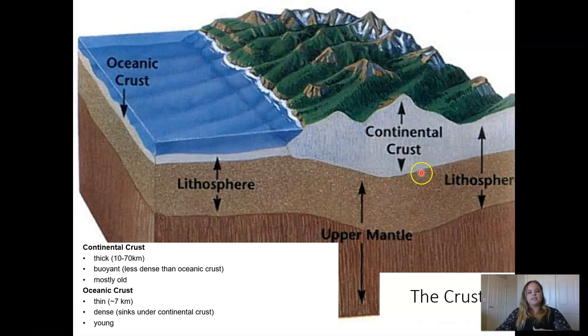The continental crust is much more buoyant, and it is less dense than the oceanic crust. So the oceanic crust sinks below the continental crust when they interact. We'll talk more to that a little bit. But just make sure you're aware oceanic crust is denser than continental crust. Okay? And the oceanic crust is much younger than the continental crust. Okay?